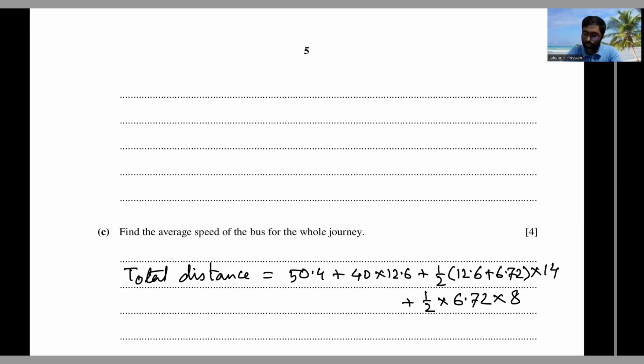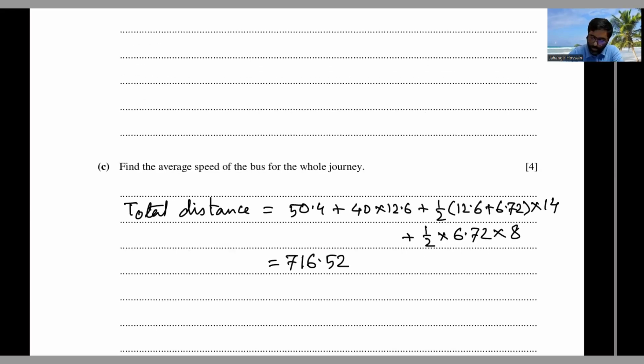plus 4 into 6.72. That is 716.52. So now for the average speed. Remember, average speed is total distance traveled divided by total time.